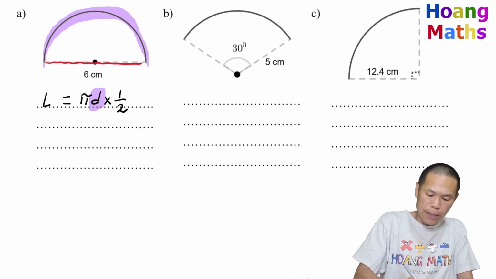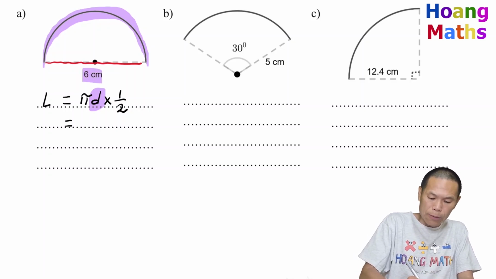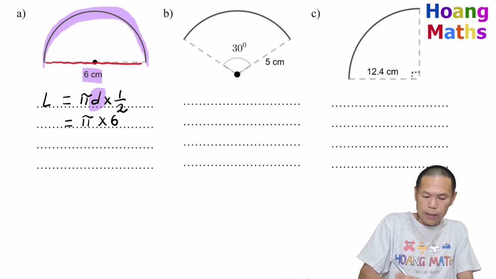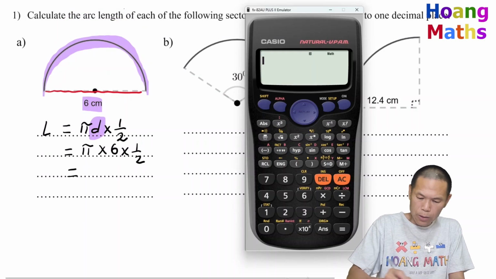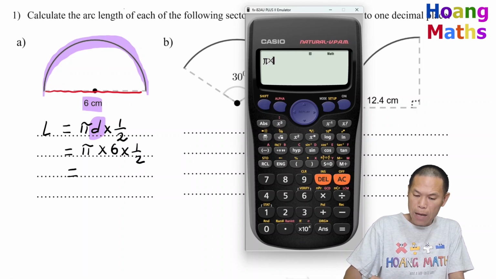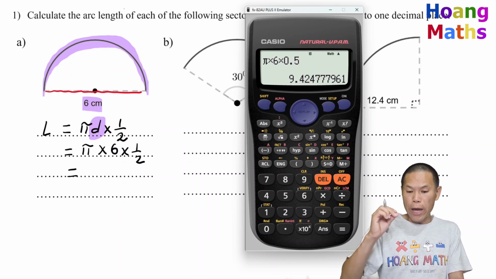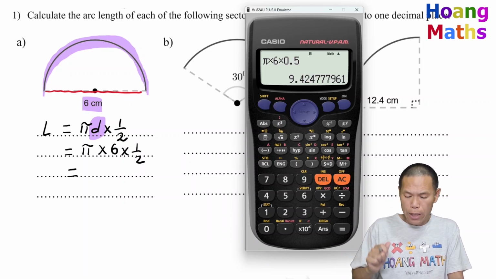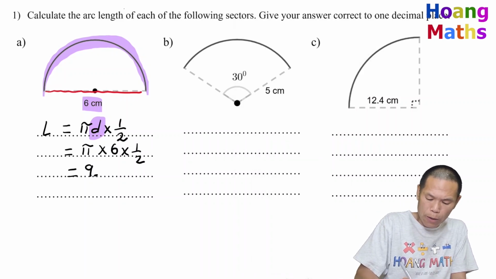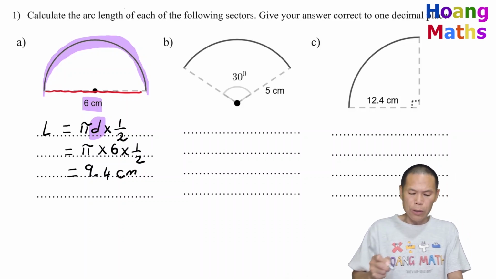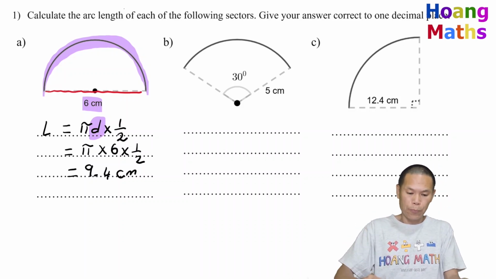Now the diameter here is 6 centimeters, so we just replace with that. That is pi times 6, because the diameter D is 6 centimeters, and we times a half. Just go shift pi times 6 times a half or 0.5. There you go. We need to round to 1 decimal place, so 9.4. So the answer is 9.4 centimeters. There you go.